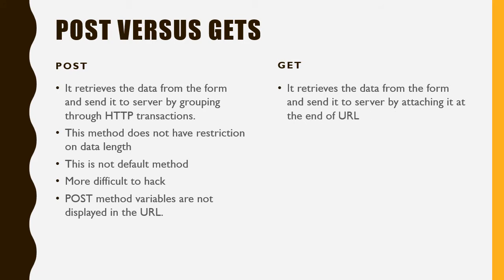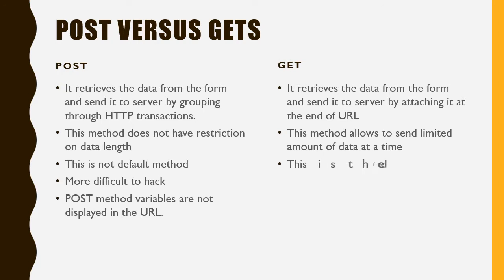It retrieves the data from the form and sends it to the server by attaching it at the end of the URL. URL stands for Uniform Resource Locator. This method allows us to send a limited amount of data at a time. That is the restriction, or we can say that is a drawback of the get method. This is the default method, as we have already spoken.